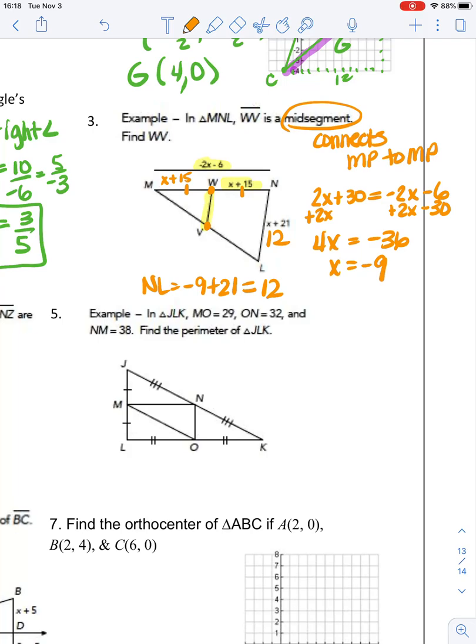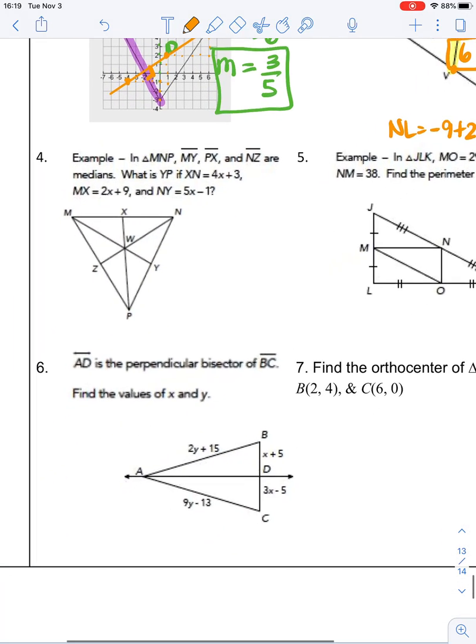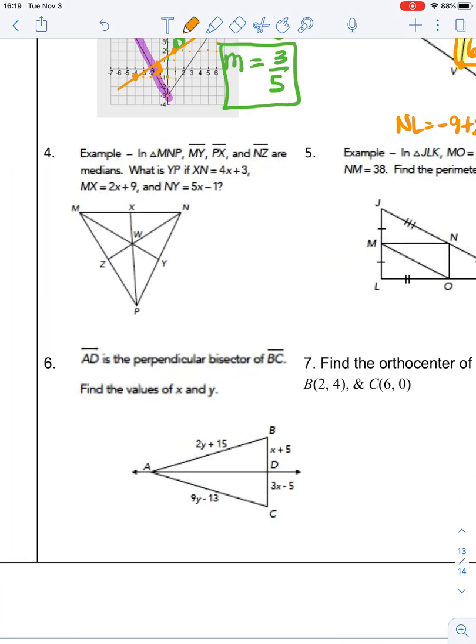Since WV is the midsegment, it is half as long as the base that it is parallel to, which means WV has to be 6. So you ended up using everything in the picture, but not to originally solve it. You didn't use it all at once. Midsegment connects midpoint to midpoint.